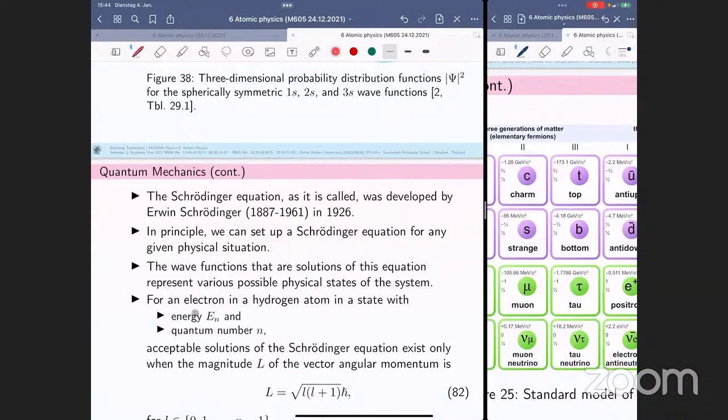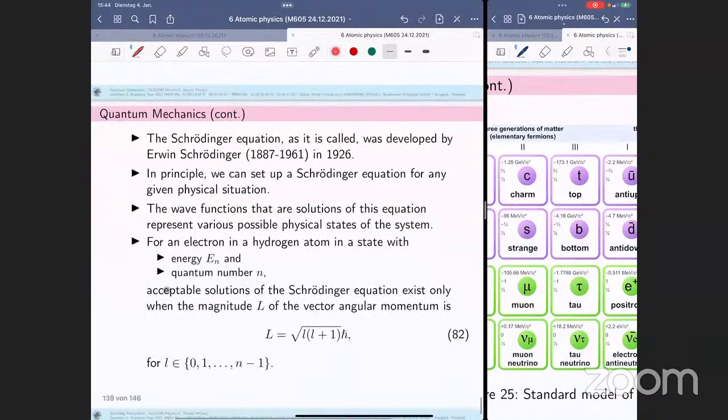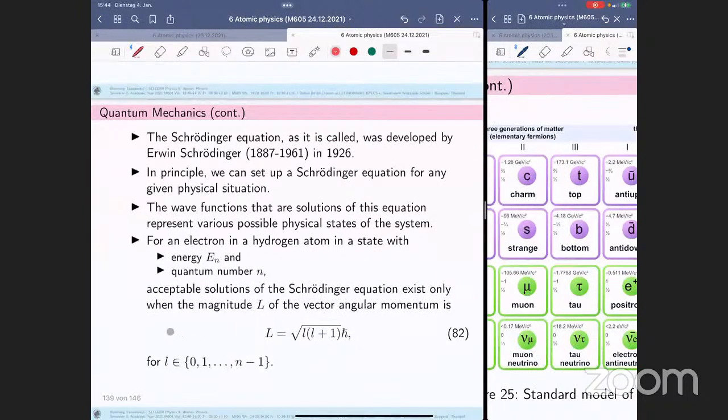Okay, and for an electron in a hydrogen atom in a state with energy En and quantum number n, an acceptable solution of Schrödinger's equation exists only when the magnitude L of the vector angular momentum is, this is the vector version of the angular momentum, denoted by L, equal to the square root of l times (l plus 1) times h-bar, where h-bar is h divided by 2 pi.